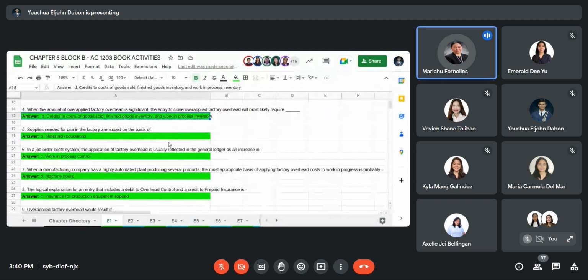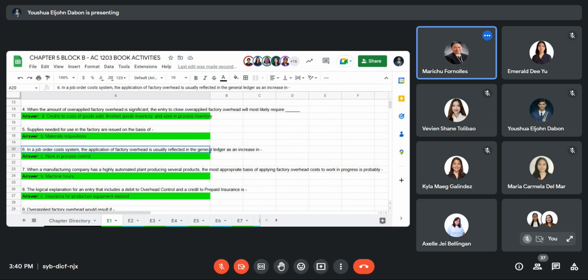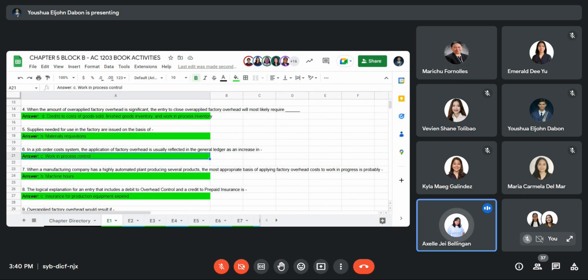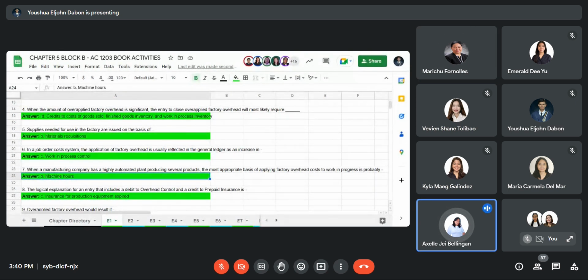Check. Number 5. Supplies needed for use in the factory are issued on the basis of, answer is B, materials requisition. Check. Number 6. In a job order system, the application of factory overhead is usually reflected in the general ledger as an increase in, answer is C, work in process control. Okay, next, number 7. When a manufacturing company has a highly automated plant producing several products, the most appropriate basis of applying factory overhead costs to work in progress is probably, answer is B, machine hours.